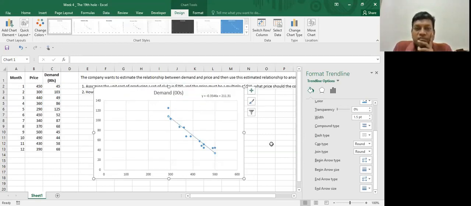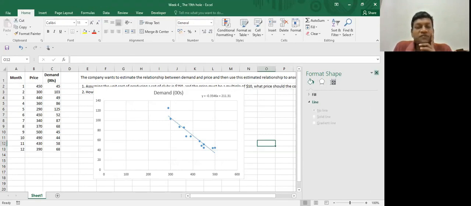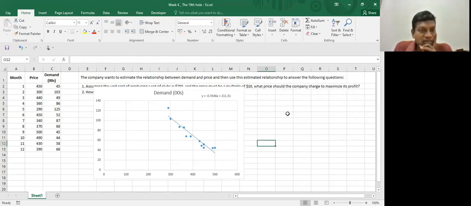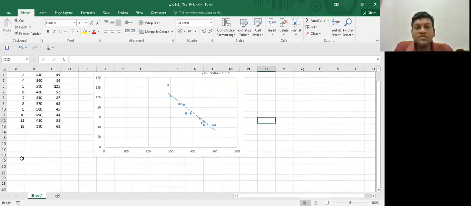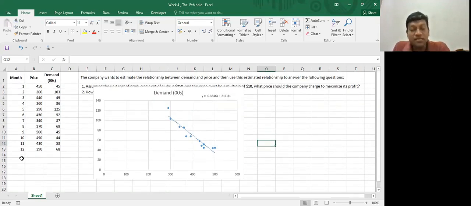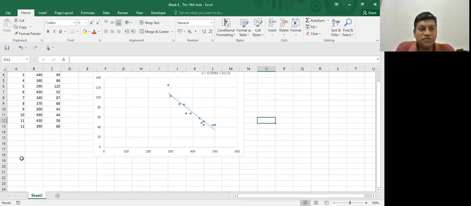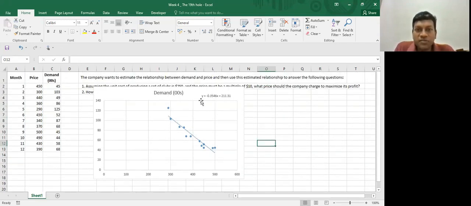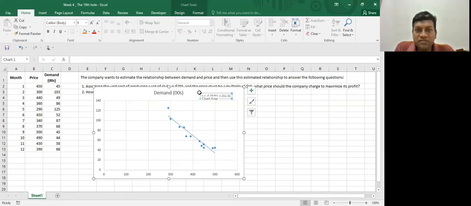Okay, so essentially this is an equation of the form y is equal to mx plus c, and this is a linear estimation of the relationship between price and demand. This is what is called a linear model. Let's just try to summarize what we have. Let me increase the size of this a little bit for visibility.